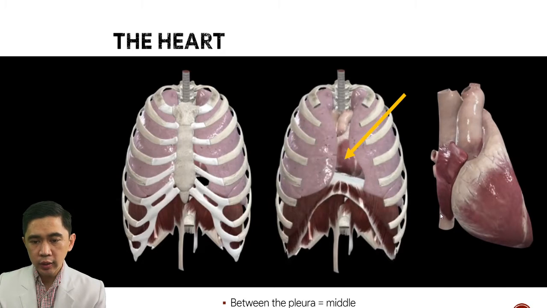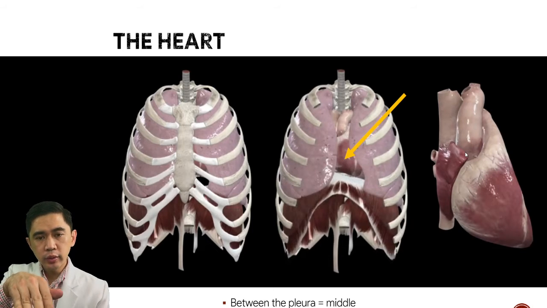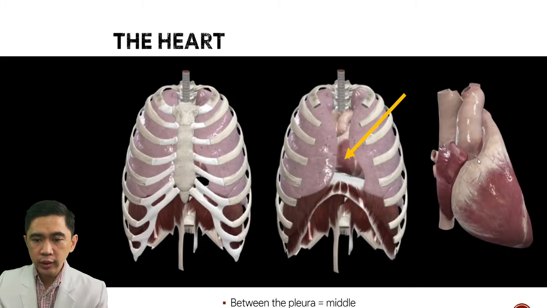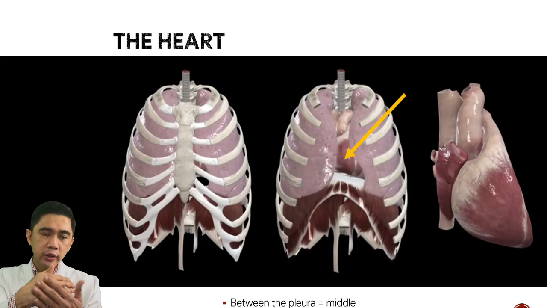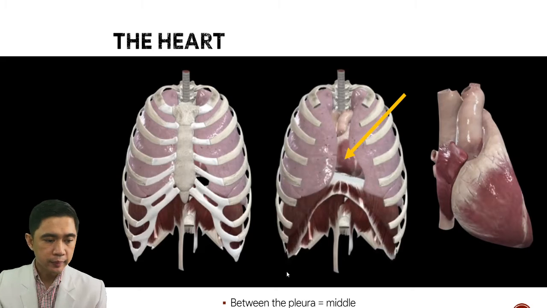So the heart looks like this when viewed up front. It is actually skewed to the left. So what you're actually seeing is the right side of the heart. You can see part of the left side here, but mostly, since it is skewed to the left, more of the right structures are seen up front.